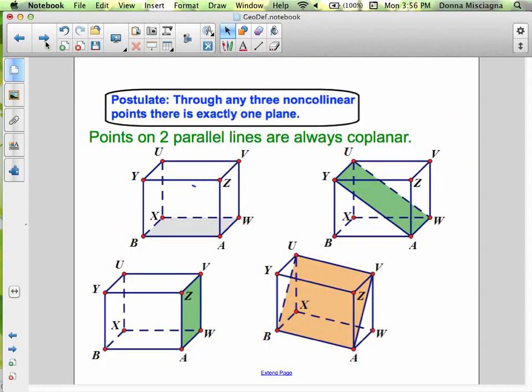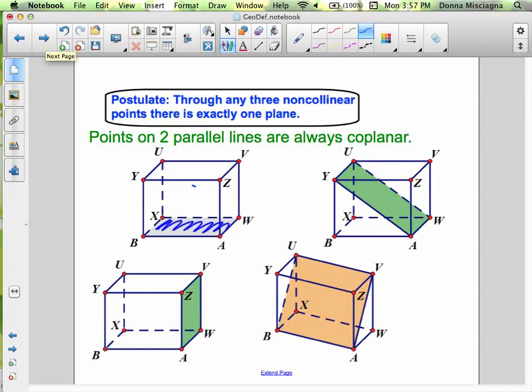All right, so postulate, we've got just a little problem to go over together. Through any 3 non-collinear points, there is exactly 1 plane. I can connect any 3 points I want. So we have some here. Now I don't have 1 written here, so let's do 1 here. So for instance, let's do these ones.